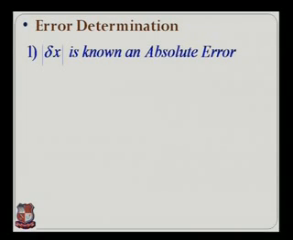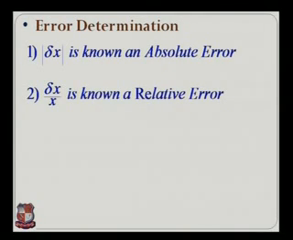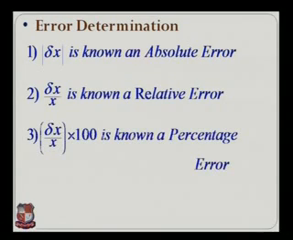First topic, error determination. There are three types of error determination. First, when we take the modulus of delta x, it is known as absolute error. Then delta x by x is known as relative error, and if relative error is multiplied by 100, that is known as percentage error. So in this chapter we discuss three different types of error.